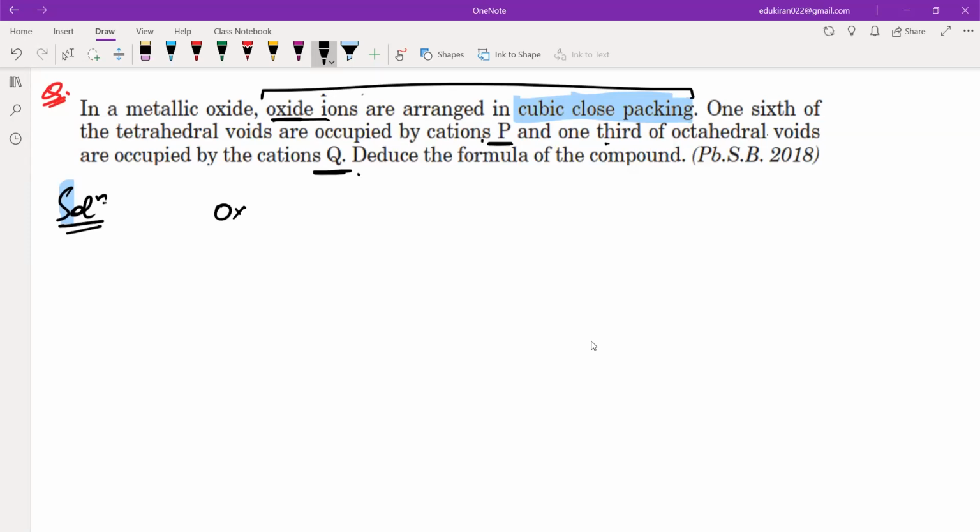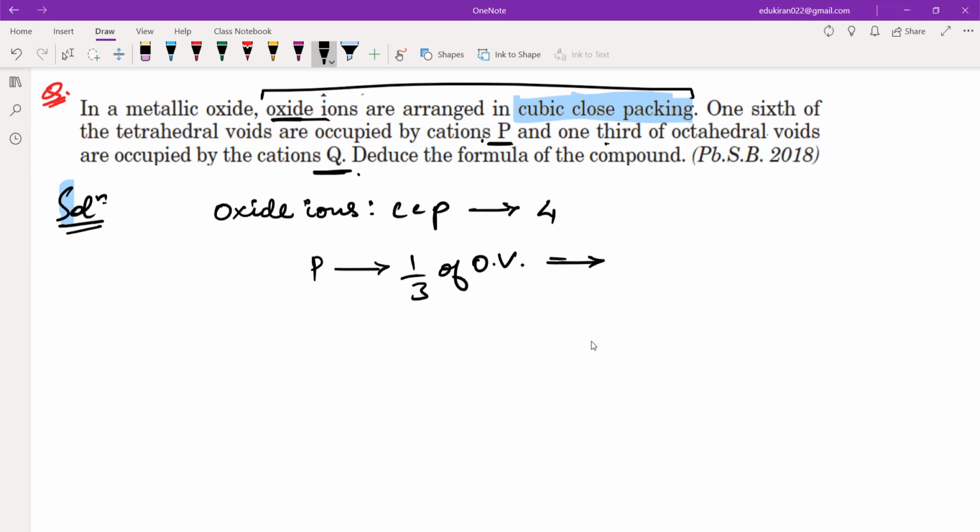Please remember that oxide ions are making CCP. That means it is 4. Then you have P atoms. P atom is 1/3 of octahedral void, which will be equal to 1/3 into 4, which is 4/3. And then Q, 1/3 of, again 4/3.